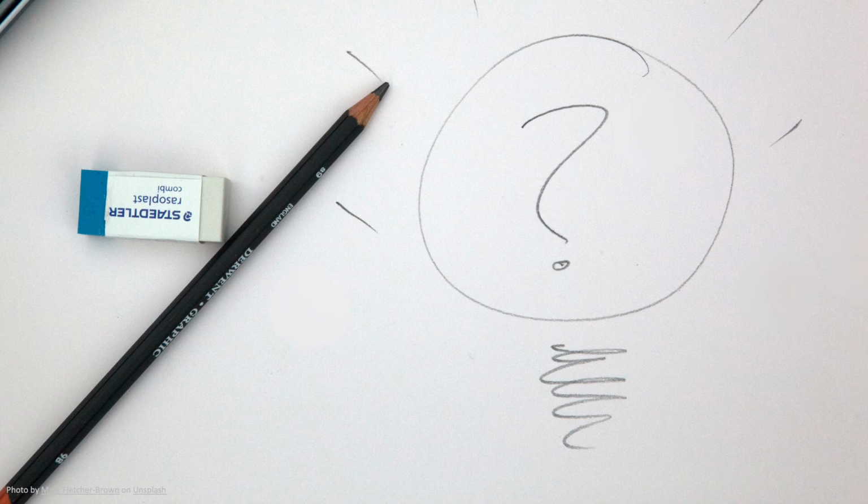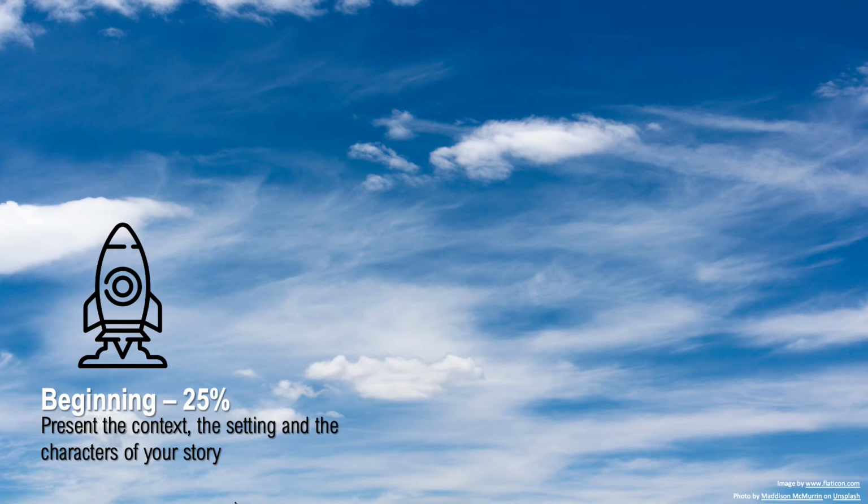So how can we start this script? After describing all of this information about your character, setting, plot, etc., well, with the beginning. Here you present the context, the setting, and who the characters of your story are. You can start talking about you, where the school is, and who your students are. This part should be 25% of your story.